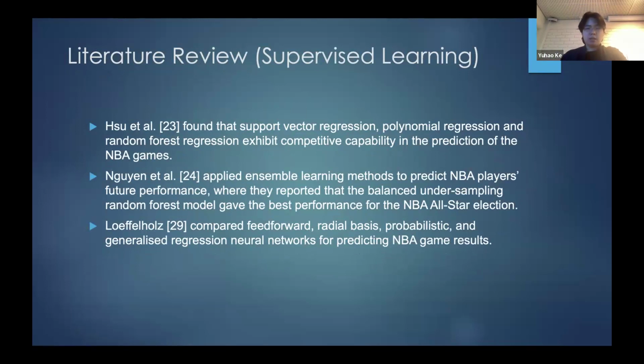And second one, they used ensemble learning methods to predict NBA players' future performance, and they report that the balanced undersampling random forest made the best performance for the NBA All-Star election. So that is very important to note that this one is based on the prediction of the All-Star election. That is not the performance of a team, but the performance of a player. And the third one, they compare the feedforward, radial basis, probabilistic, and generalized regression neural networks.